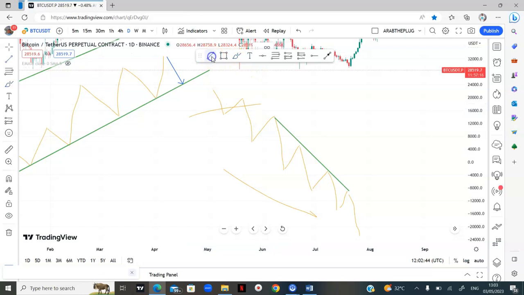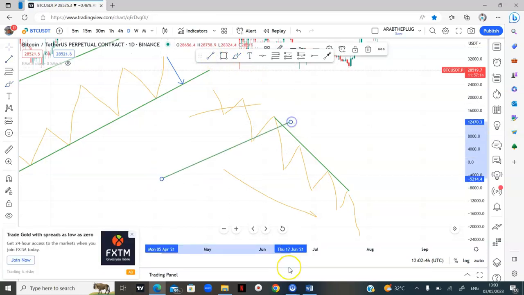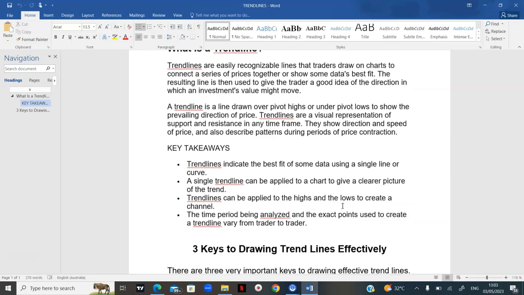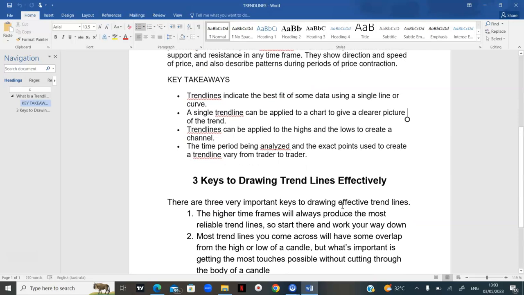So now, how do you draw? Let's go back to our note and see if there is something we also can learn. Key takeaways: a trend line indicates the best fit of some data using a single line or a curve. A single trend line can be applied to a chart to give a clearer picture of the trend. Yes, this line is going to give you a clearer picture of the trend, telling you this trend is going up or this trend is coming down. You understand? So that's that about trend lines.